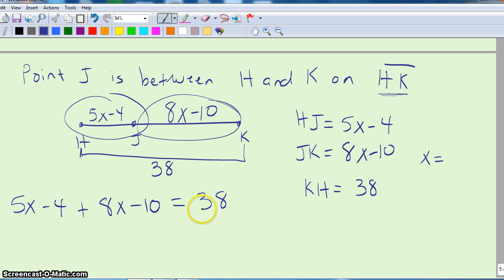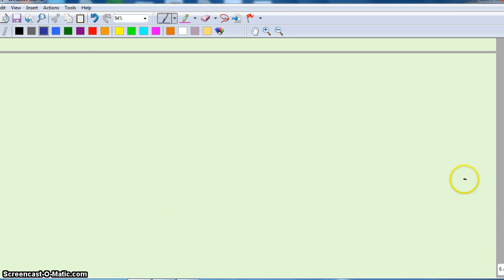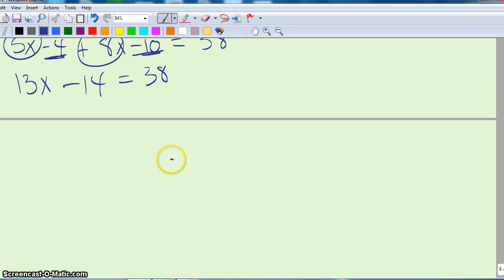And now we do algebra 1 skills. We combine like terms and solve. 5x, positive 8x. That gives you 13x. We have a negative 4 and a negative 10. That gives you negative 14 equals 38. Now I ran out of room, so I'll do it over here. Now, how do you get rid of this 14? Remember, you want to get x by itself. That's the whole point. You add 14.